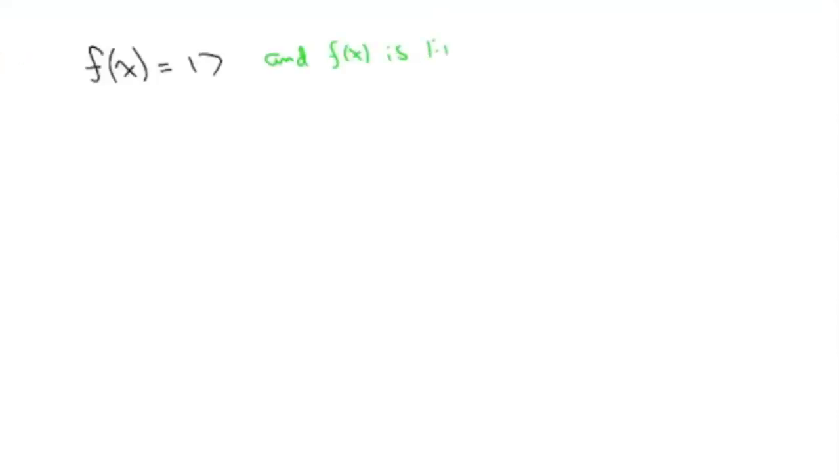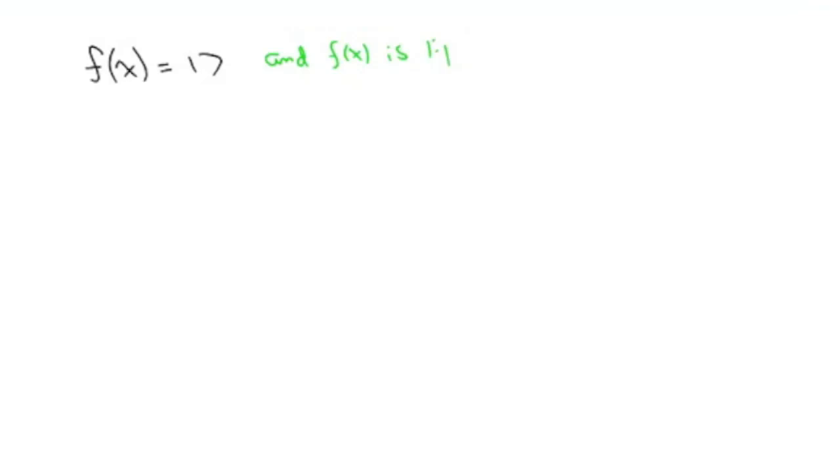What is it? It's this idea. If I have some function evaluated at x equal to 17, how do you solve for x? And f of x is one-to-one. Would it be negative 17? No. Would it be 17? Nope. But I told you it was one-to-one. What does that force it to have? It has to have an inverse.